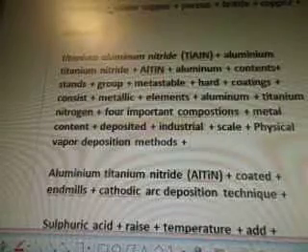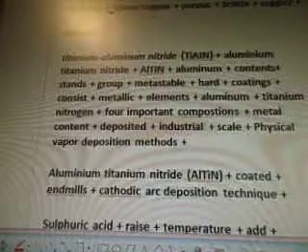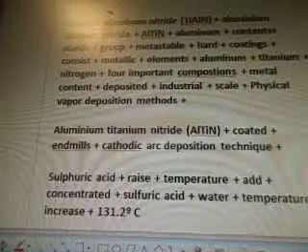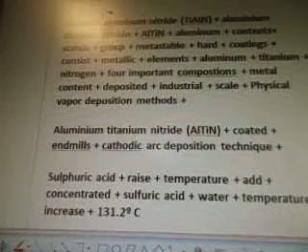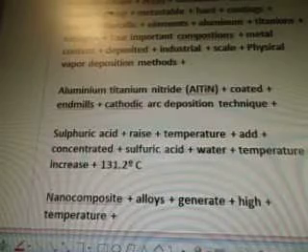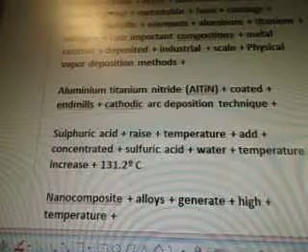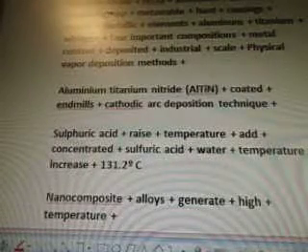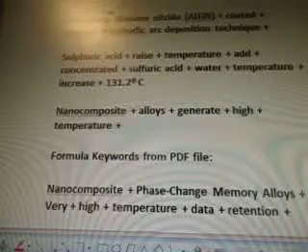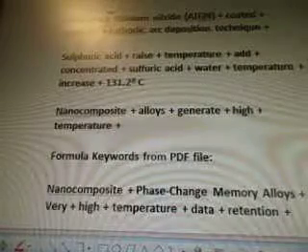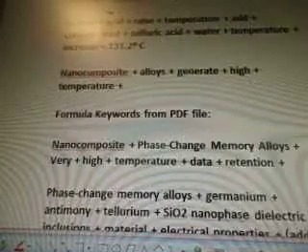Mixed with titanium aluminum nitride, aluminum titanium nitride, aluminum content stands, group metastable hard coatings consist metallic elements, aluminum, titanium, nitrogen, 4 important compositions, metal content deposited industrial scale physical vapor deposition methods. Aluminum titanium nitride coated end mills, cathodic arc deposition techniques.